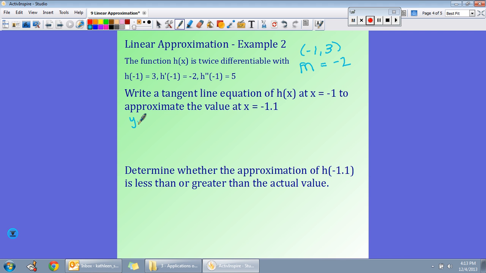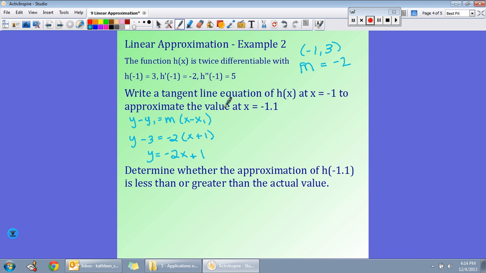When we're writing equations of the tangent line, we're using the formula y minus y1 equals m times x minus x1. And when we plug in our y value and our slope value, we are going to just simplify it a little bit to get y equals -2x plus 1.